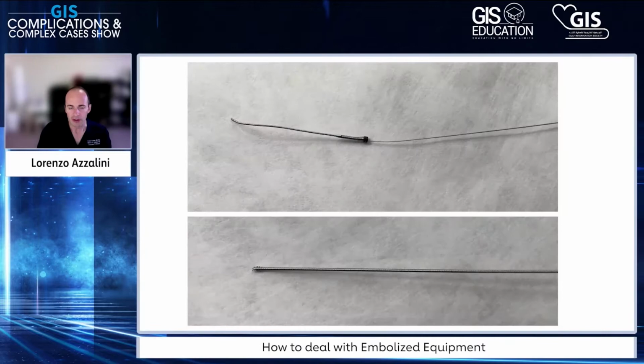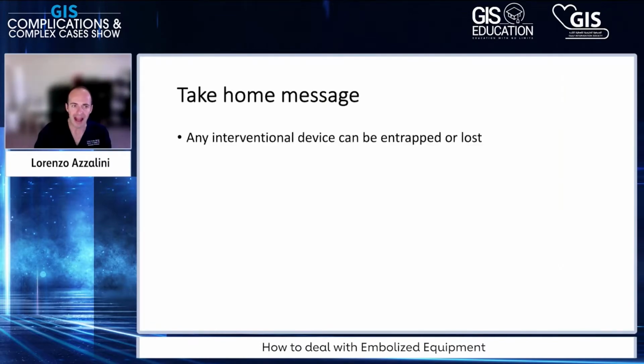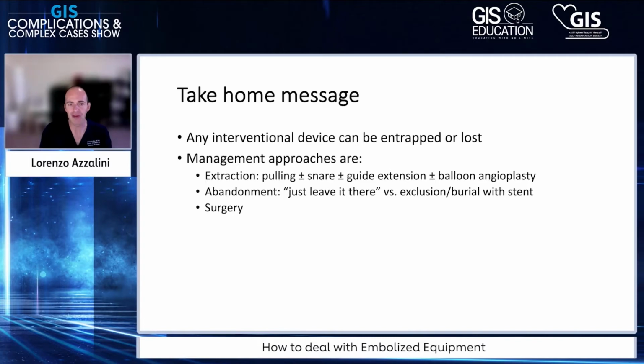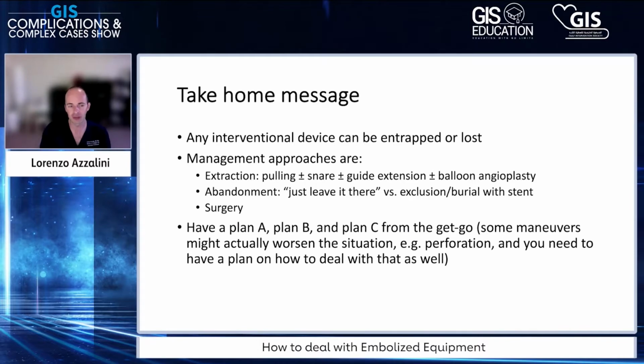So this is how it looks. Summarizing, any interventional device can get entrapped or lost in the coronaries. The management approaches are basically 3 types. Extraction by pulling, with or without using a snare, a guide catheter extension, or trying balloon angioplasty to free the entrapped device. We can also abandon the device. If it's in a distal or small vessel, we can just leave it there, or exclude or bury it with a stent, or in extreme cases, we may require surgery.